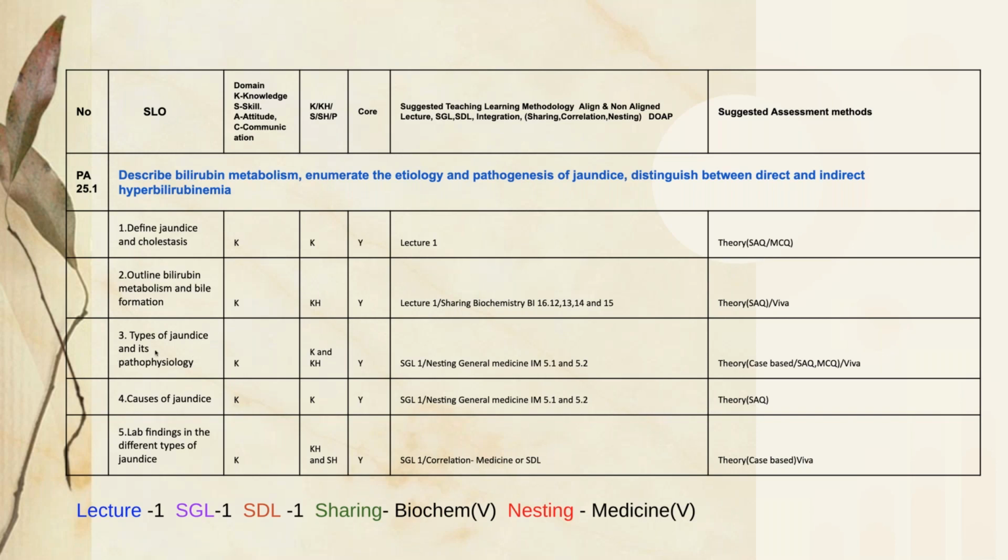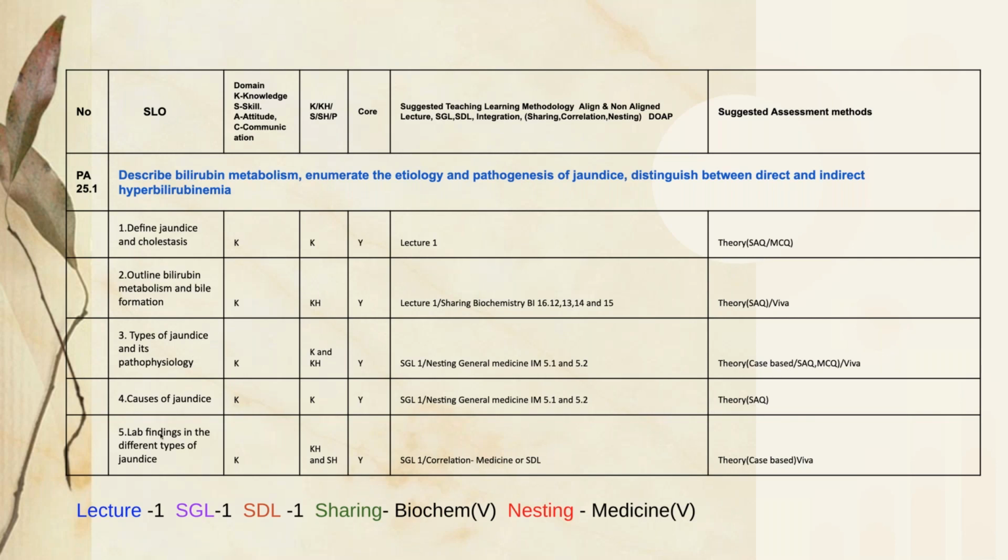Types of jaundice and its pathophysiology. This is knows how, and yes, it is a core competency. I thought it would be better to have it as small group learning, nesting it with general medicine. Again, there are core competencies in general medicine, which I've outlined over here. And the assessment mode again would be theory, which can be a case-based question, short answer question, MCQs, or a viva format.